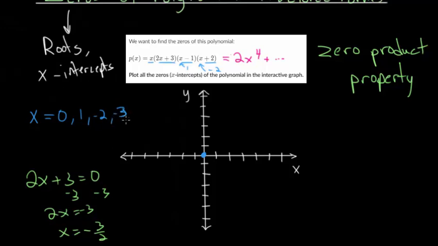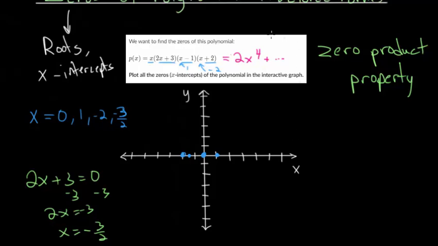And from here, we want to just plot these points. So it goes through at 0, at 1, at -2, but also -3/2, which is the same as -1.5. So that would be right there. And this would finish the problem.